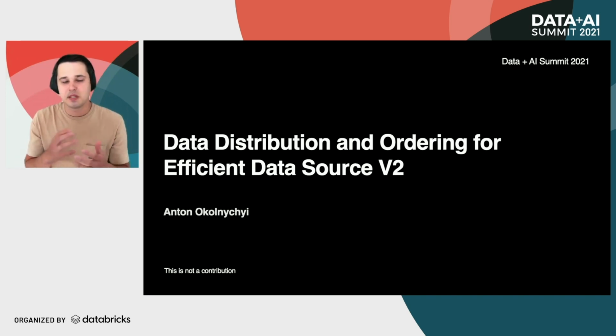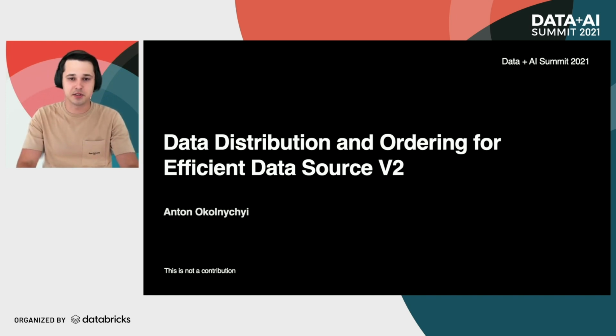Today I'd like to present a new addition to the data source V2 API that allows connectors to control the distribution and ordering of the incoming data. While the topic may sound specific to folks who build and provide their own connectors, it is actually very important for data engineers that leverage those connectors as well. Distributing data and ordering data correctly will save you a lot of resources and time.